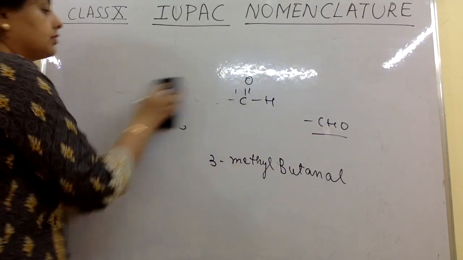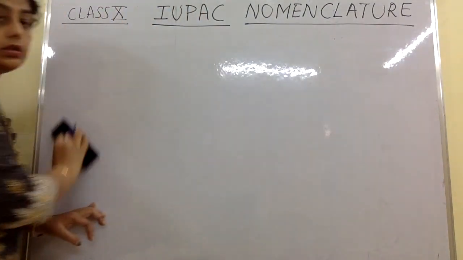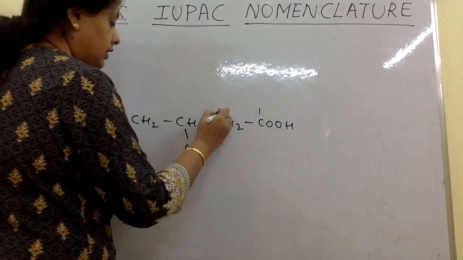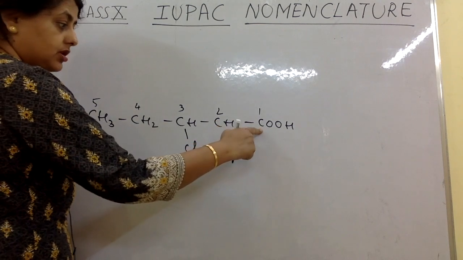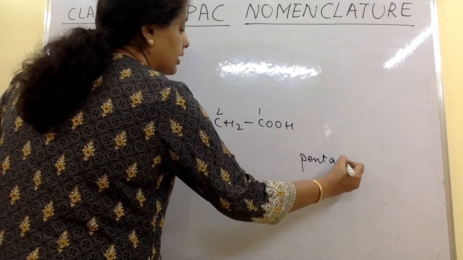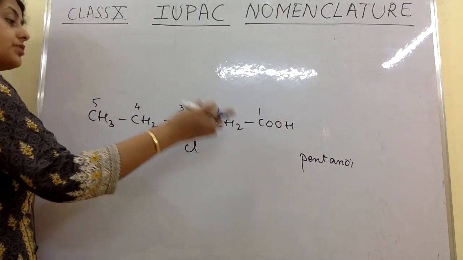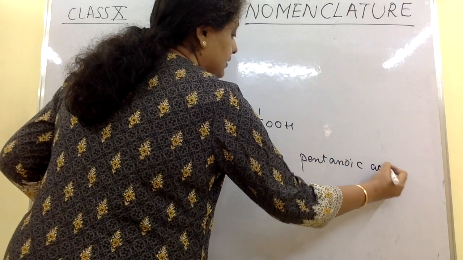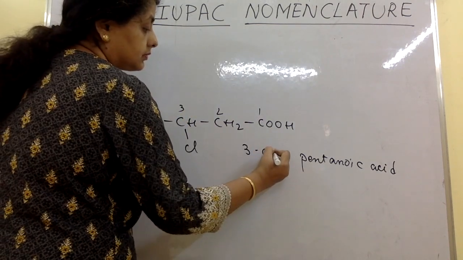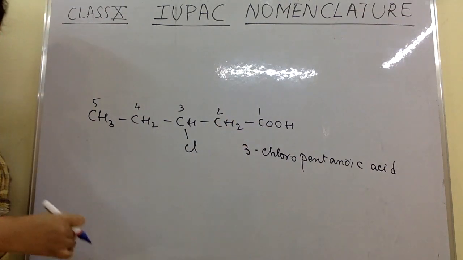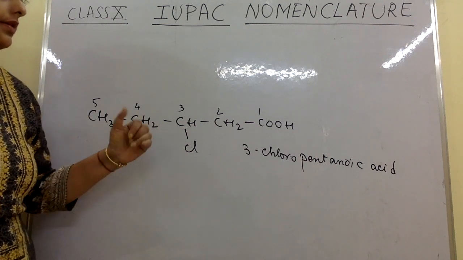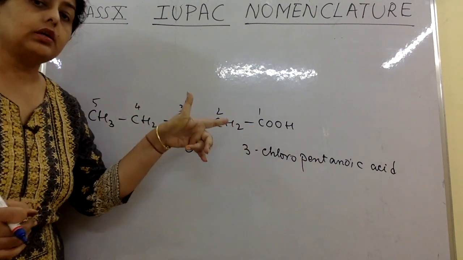So let's take one sum with carboxylic acid. Now here the long chain is 1, 2, 3, 4, 5. The functional group is here, 1, 2, 3, 4, 5. This is for carboxylic acid, you can see. So it is clearly pentanoic. As I said, the carbon of the functional group is also included. Pentanoic acid. But then what to do about this? This is 1, 2, 3. 3-chloropentanoic acid is the name. So we start numbering from the functional group and we include the carbon of the functional group.